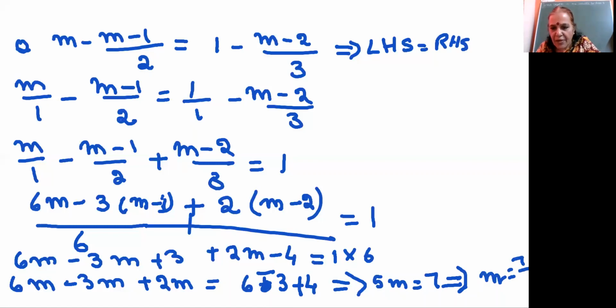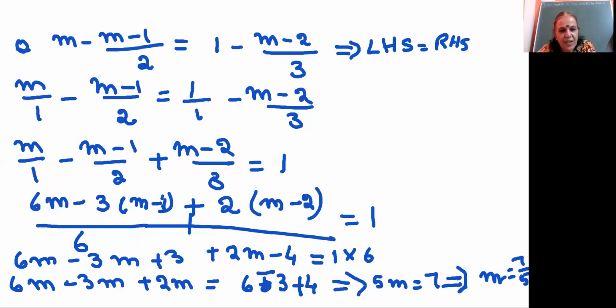7 by 5. See here in this step, m you have to write as m by 1, (m minus 1) by 2 and (m minus 2) by 3, and bring all the variables to one side and numbers to the other side. m can be written as m by 1, and here (m minus 1) by 2 is there, and (m minus 2) by 3 is there, is equal to 1.